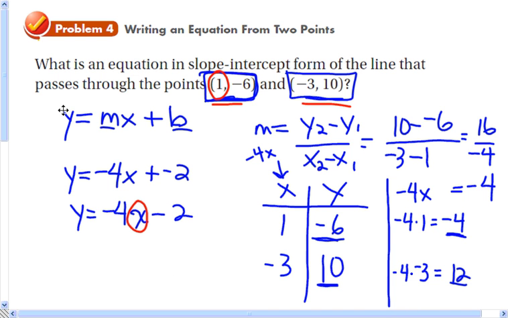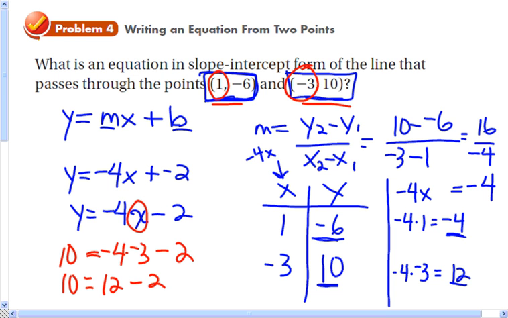So when I input -3 into this formula, which is this x value, and subtract 2, it has to equal 10. So 10, is that equal to -4 times -3 is positive 12 minus 2, and that's right. So we got the right answer.